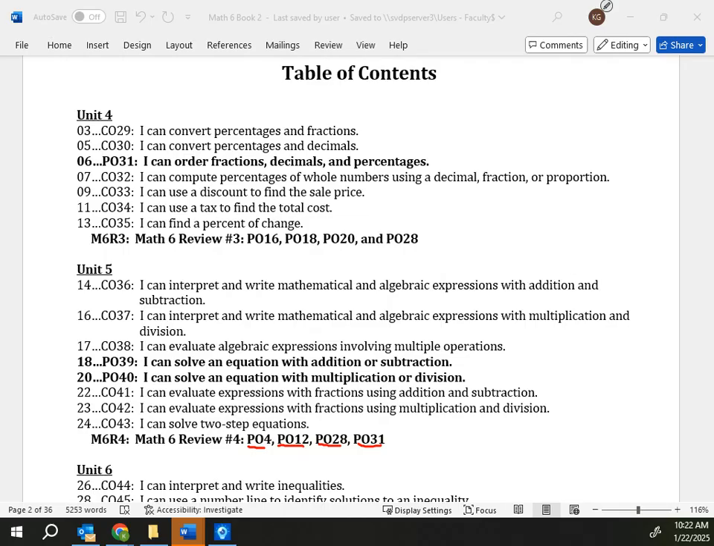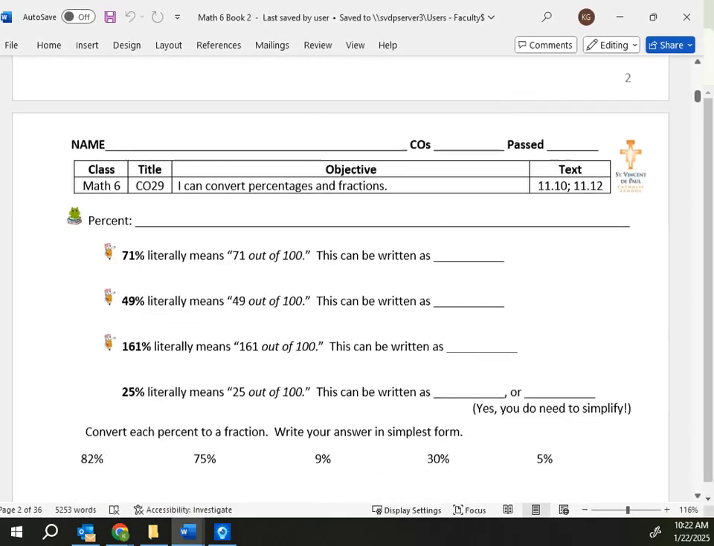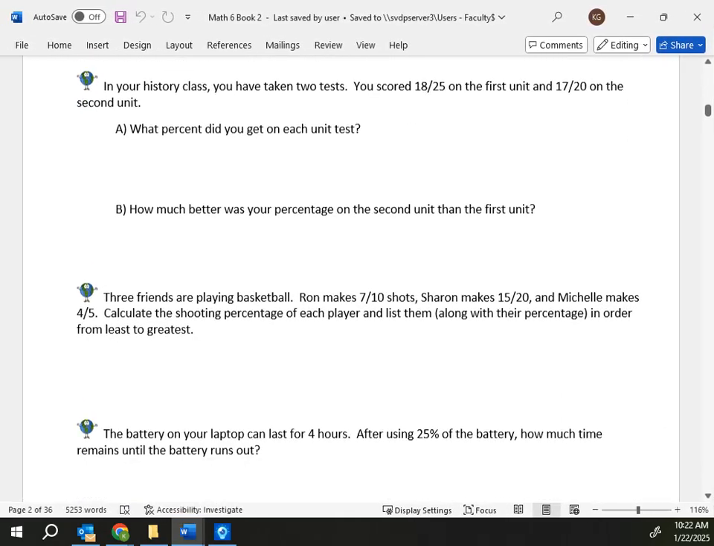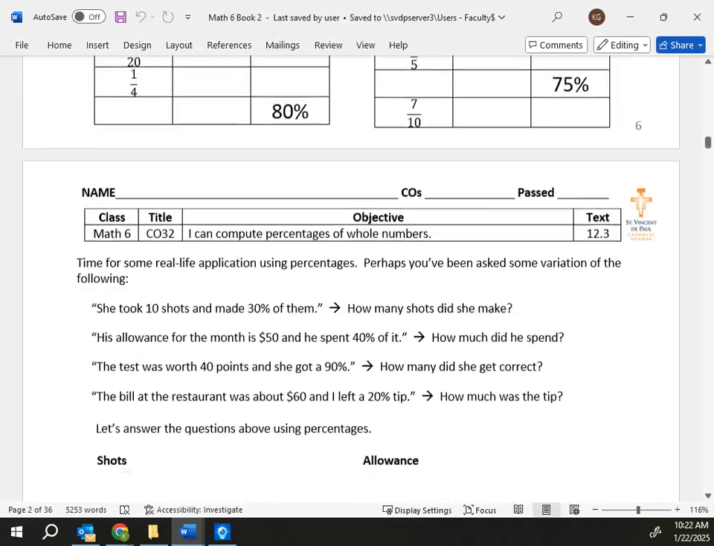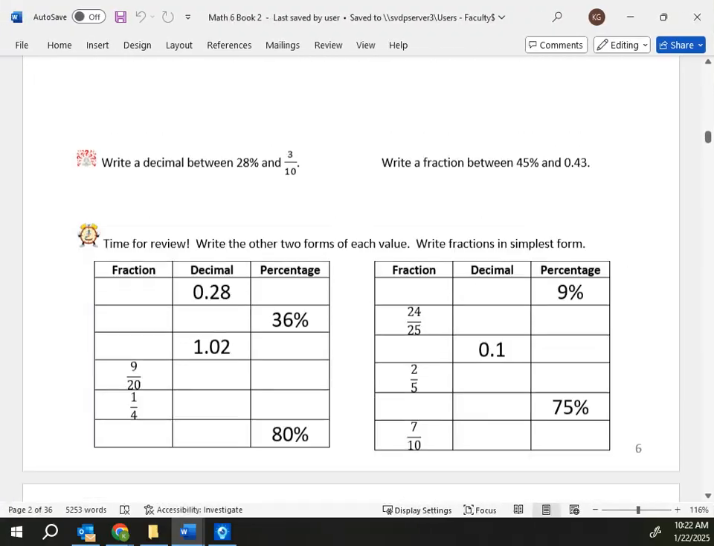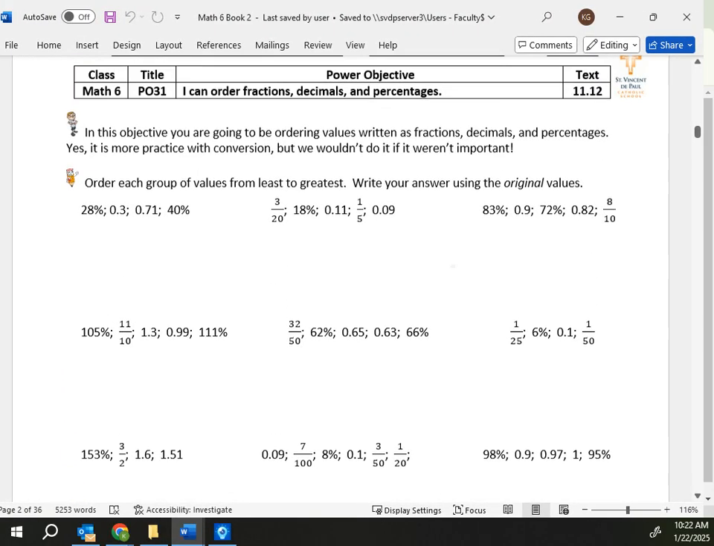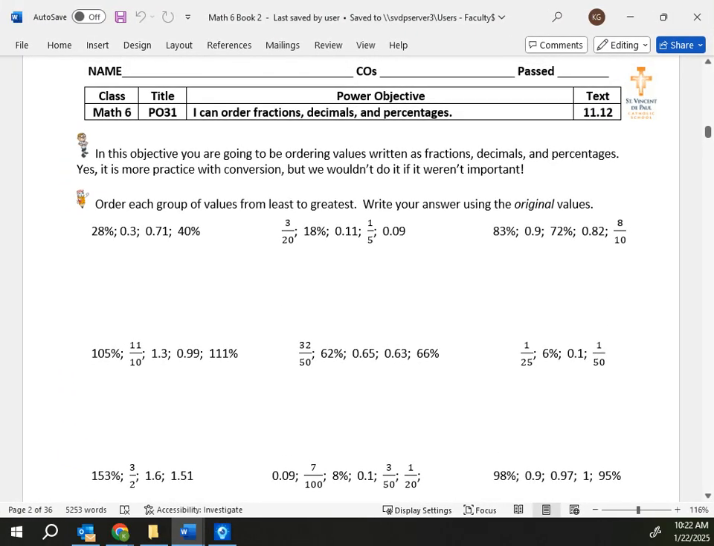PO31 is from this Binder 2. So let's take a quick look at PO31, because we're going to have a question about it on the test. PO31 is ordering fractions, decimals, and percentages. Who remembers what our first step was when we were putting these in order?